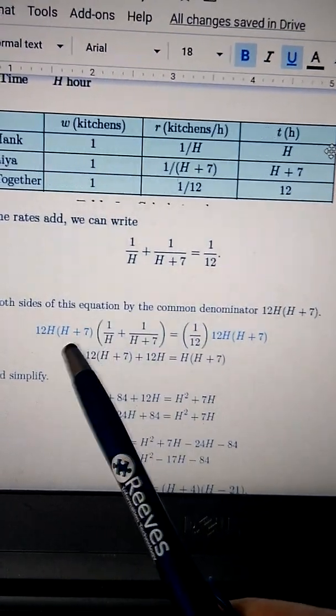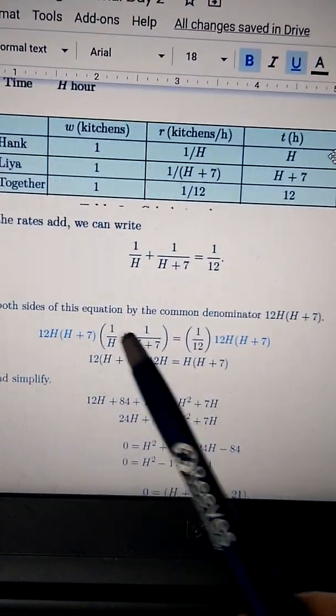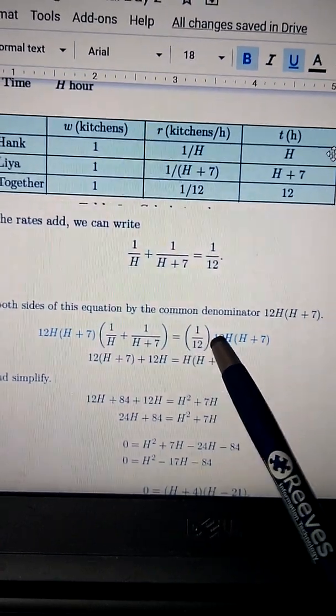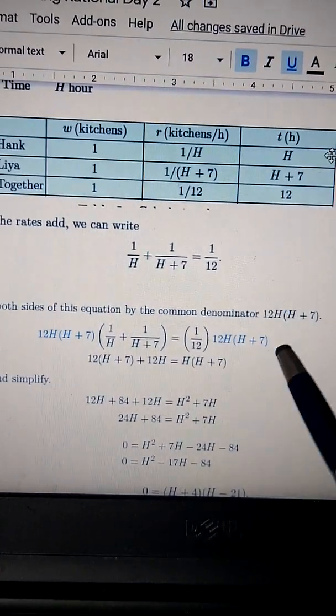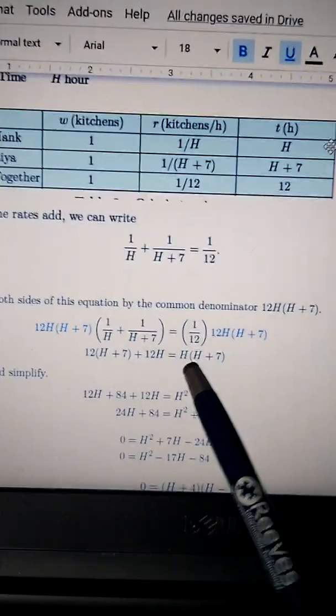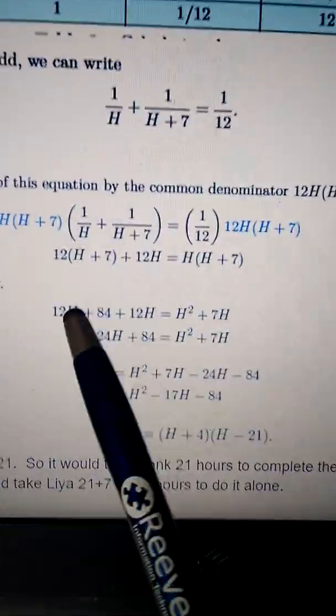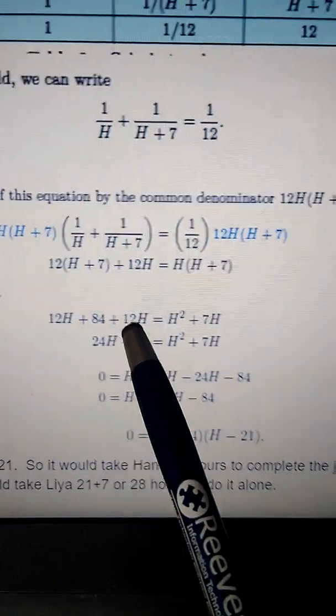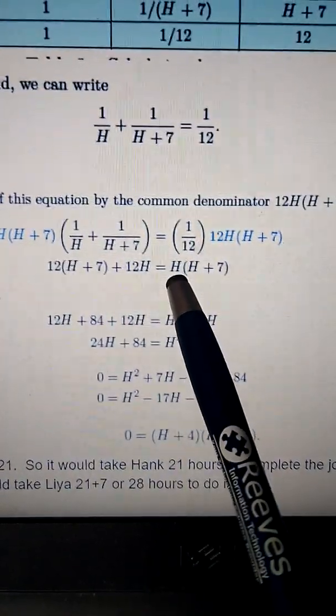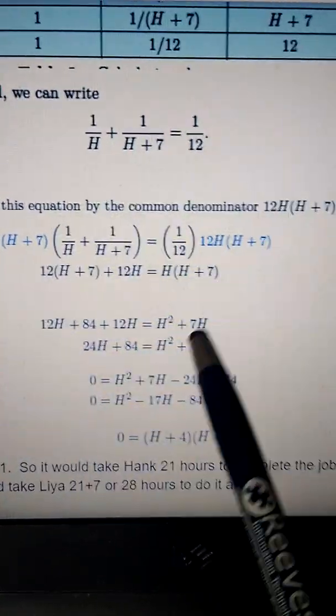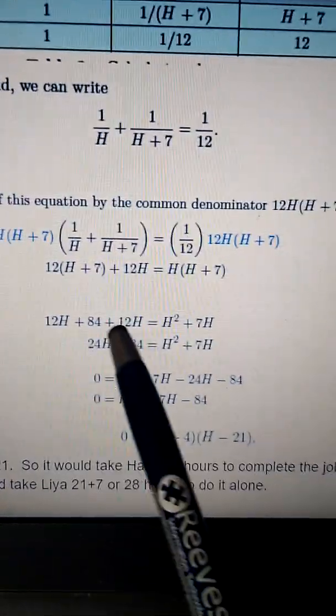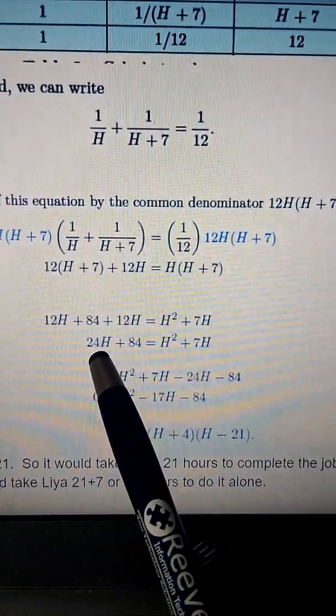Here in the second one, it's the H plus 7 that cancels. So it's 12H times 1. Here the 12's cancel, so it's H times H plus 7 times 1. And again, times 1, we don't need to write that. So we're going to distribute now. 12H plus 84 plus 12H equals H squared plus 7H. Combine the 12H's together gives 24H.